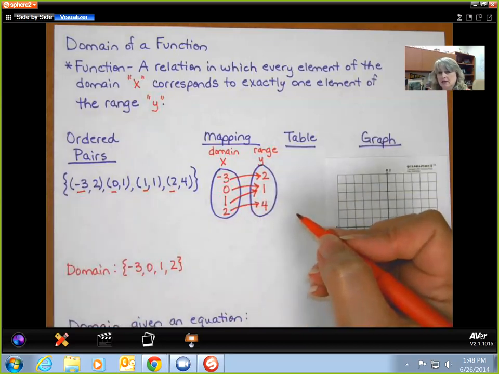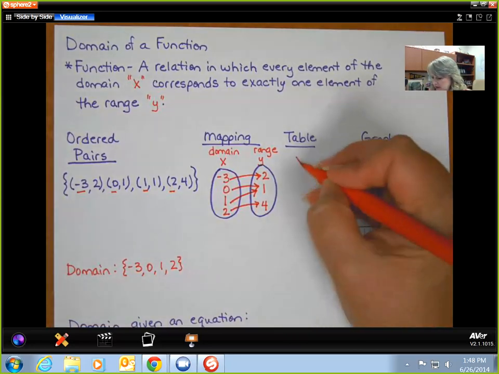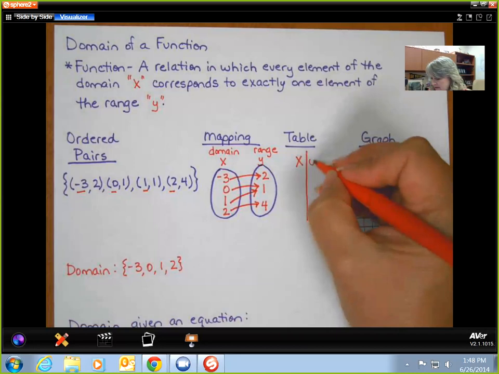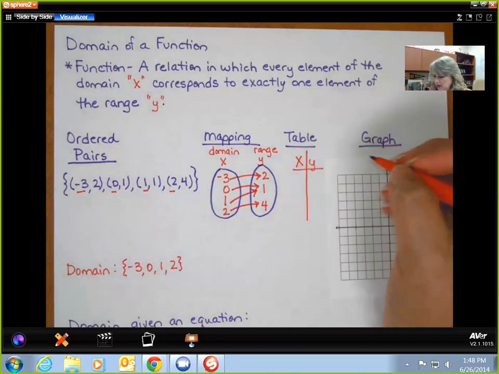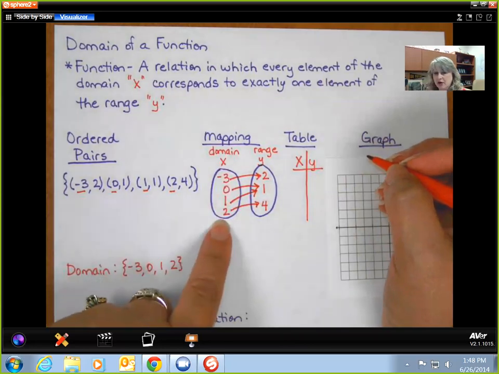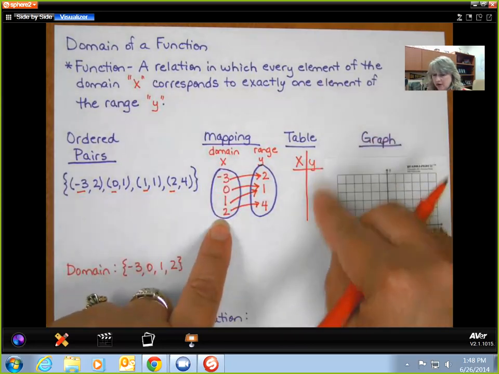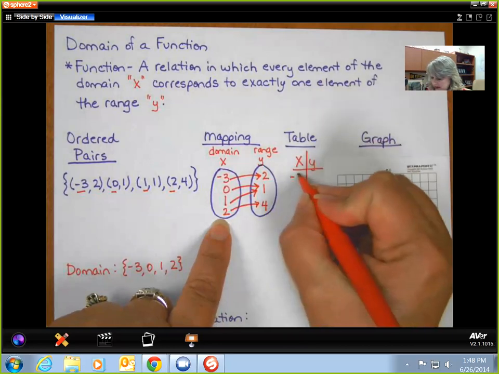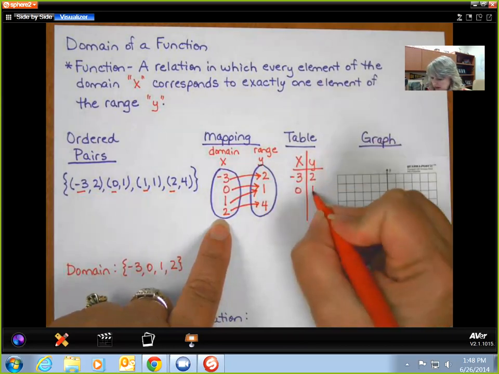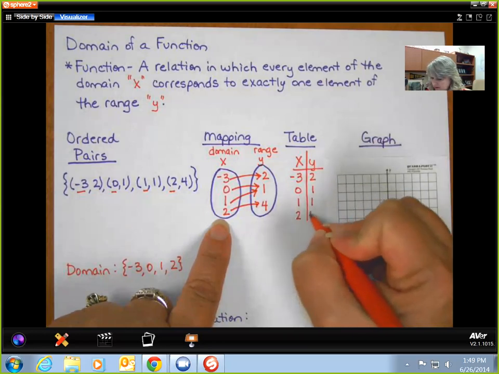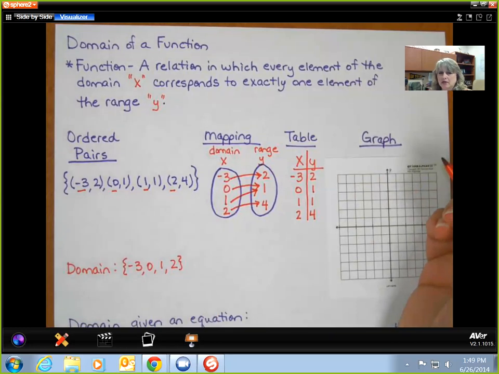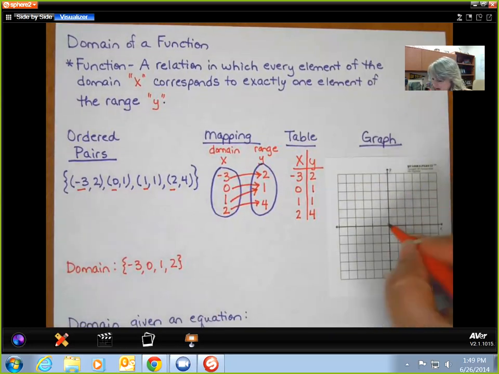Now you can also write this function as points on a table. We can have an XY table or T-chart. Notice your X's are all the values in your domain, and your Y's are all your values in your range. So we can write the ordered pair -3, 2, 0, 1, 1, 1, and 2, 4. And then we can also depict this function as a graph. We can graph the ordered pairs -3, 2. So we go left 3, up 2, 0, 1, we just go up 1, 1, 1, and 2, 4.